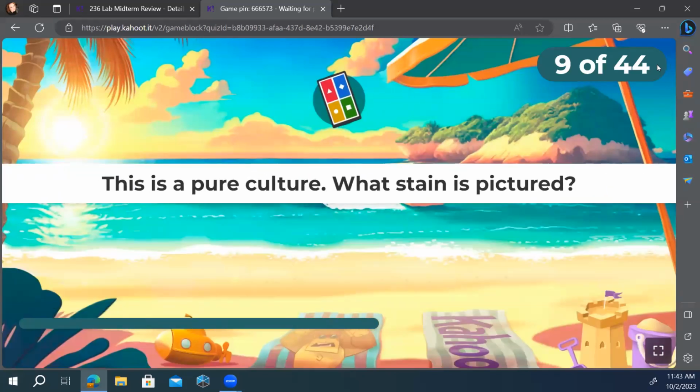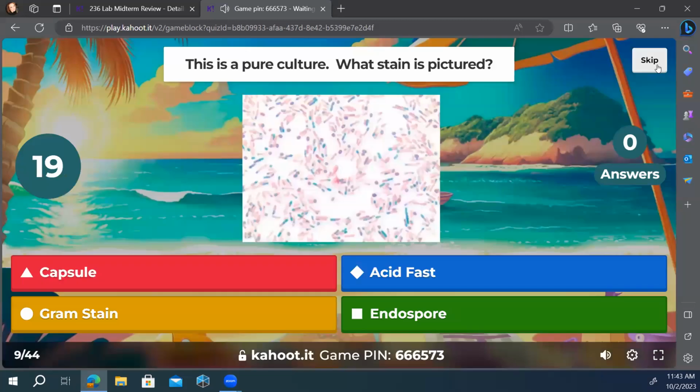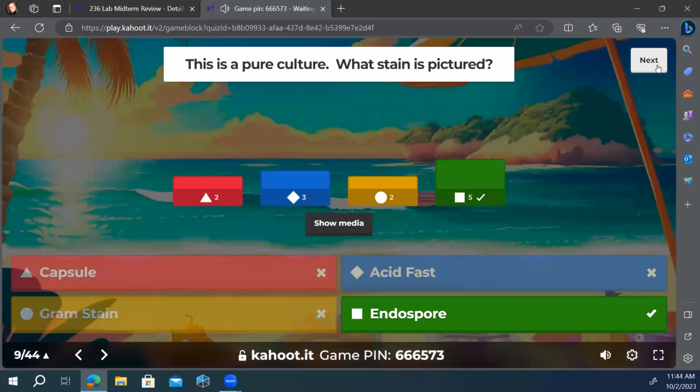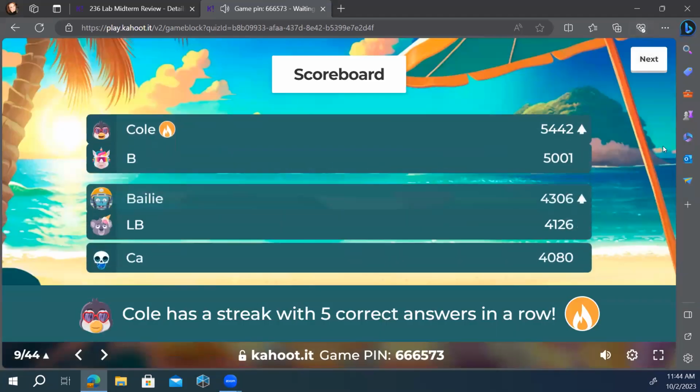All right, this is a pure culture. What stain is pictured? Yeah, so this one is going to be the endospore stain. So the little endospores are staining that bluish greenish color, and then the actual vegetative cells and cells around it are going to be the red from the safranin.